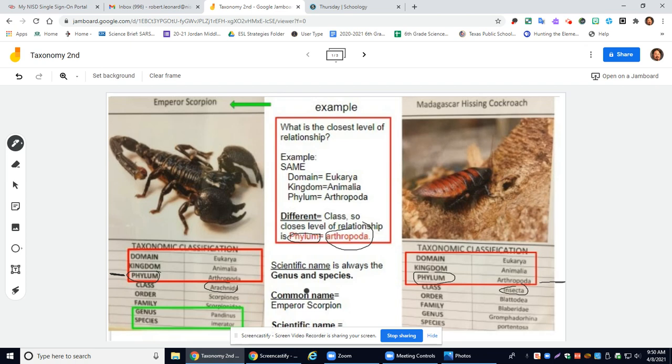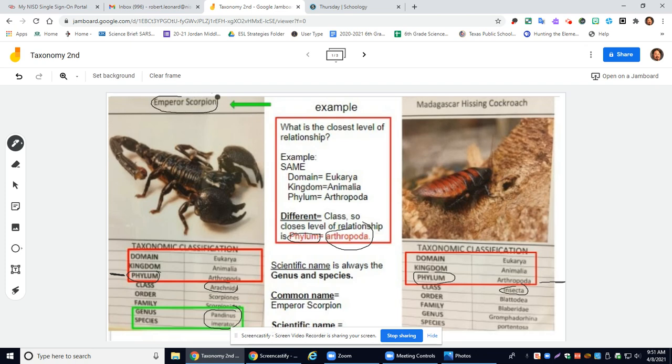Next one says, write the scientific name for a scorpion. This is actually down here, you can't see it. Can I pick that up? Anyways, here's the scientific name for a scorpion. Pandinus imperator. Okay, so Pandinus imperator, that is the scientific name for a scorpion. The common name is kind of like its street name. Its street name is the emperor scorpion.